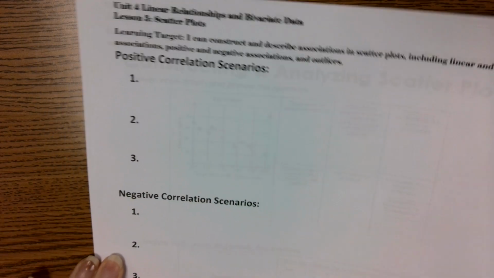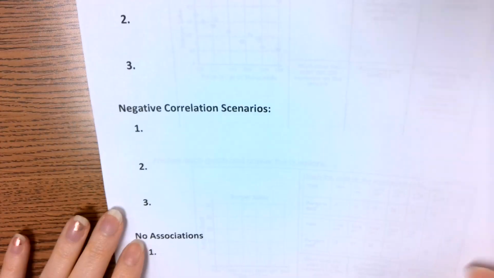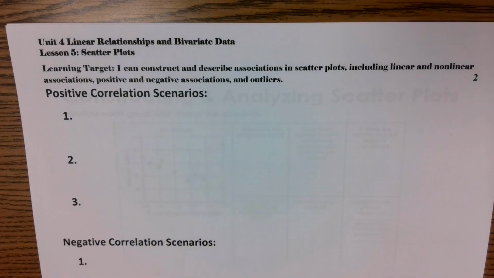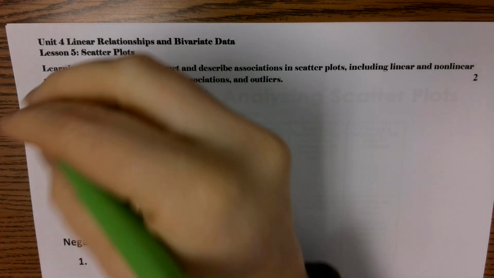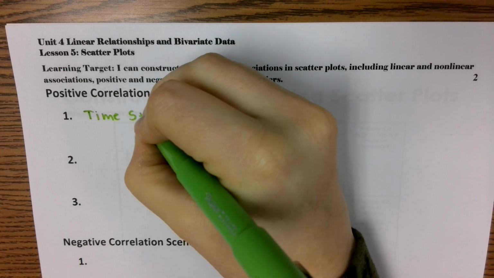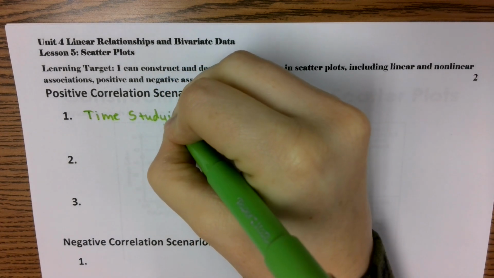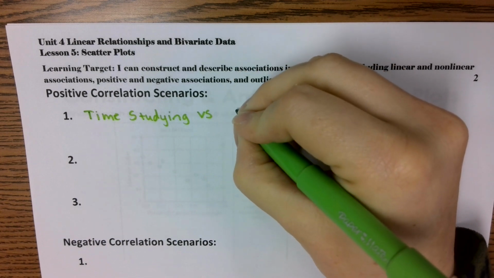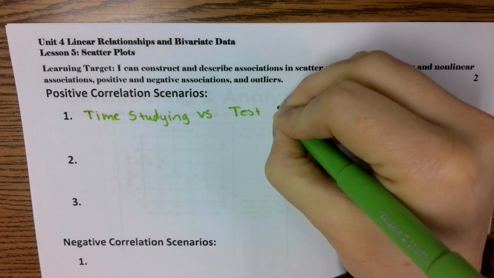So now we're going to talk about some examples of positive, negative, and no correlations or no associations whatsoever. Some just basic examples of real-world situations that follow these kinds of trends. So one of the most common positive correlation trends that I can tell you about is how much time you spend studying versus the test scores that you might receive.